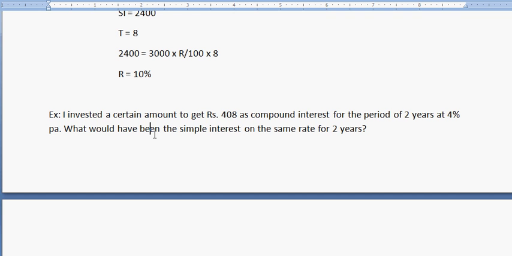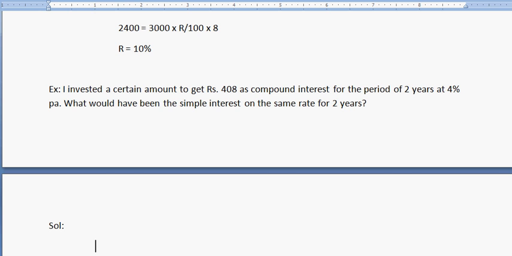Let's go to question 2, which says if I invest a certain amount to get rupees 408 as compound interest for the period of 2 years at 4% per annum. Here it's not given whether it is compounded annually, biannually or quarterly. When no such information is given, you assume that the interest is compounded annually, which is the general case as well. What would have been the simple interest on the same rate for 2 years? You'll get around 1.5 minutes for this question. Try and solve it.